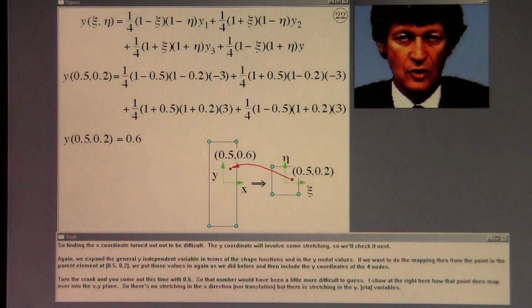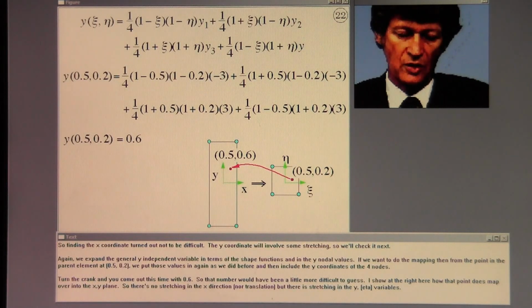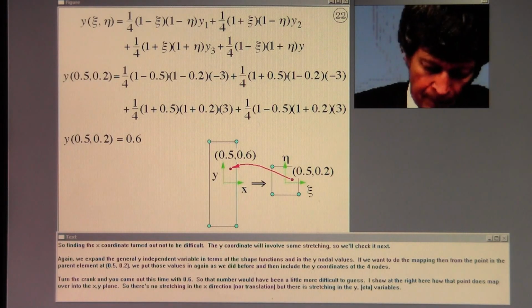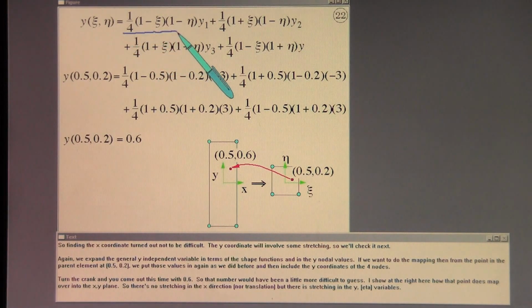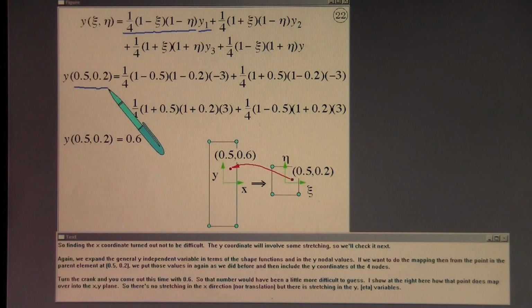So finding the x-coordinate turned out not to be difficult. The y-coordinate will involve some stretching, so we'll check it next. Again, we expand the general y independent variable in terms of the shape functions and the y nodal values. If we want to do the mapping then from the point in the parent element at 0.5, 0.2, we put those values in again as we did before, and then include the y coordinates of the 4 nodes.